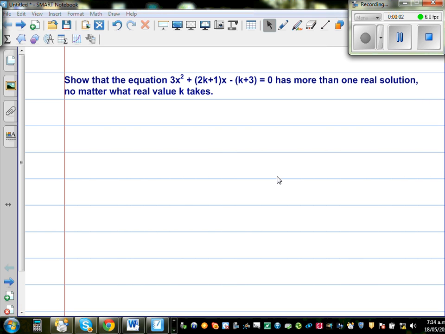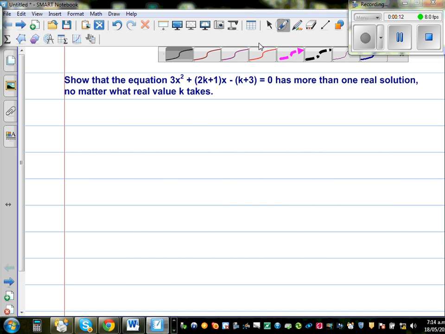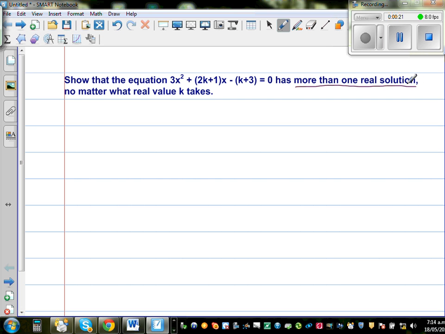Show that the equation 3x squared plus (2k plus 1) times x minus (k plus 3) equal to 0 has more than one real solution, no matter what real value k takes. So this is the key phrase, more than one real solution or real root. Let me write that first. That's the most important word.